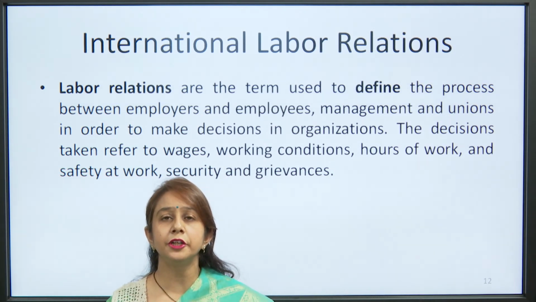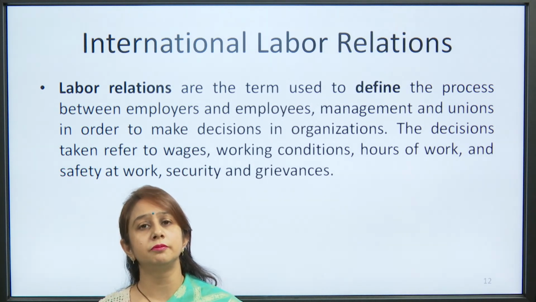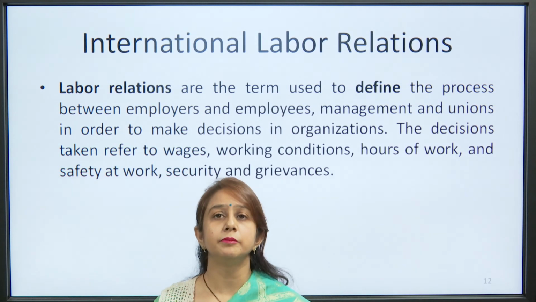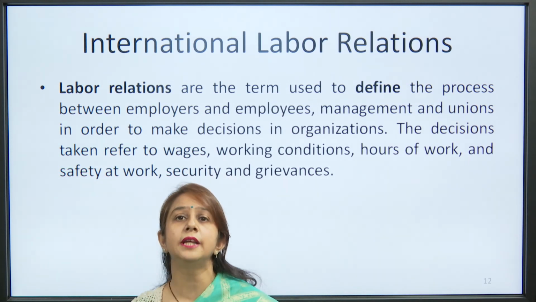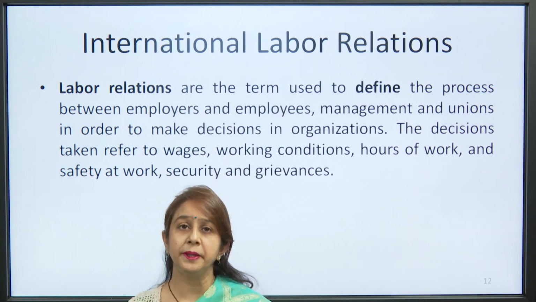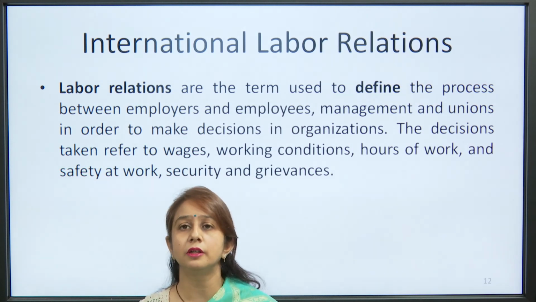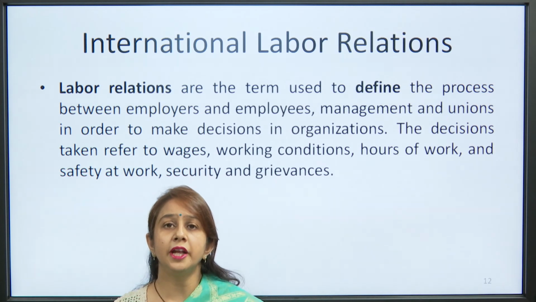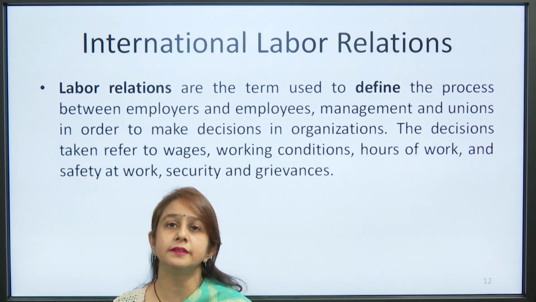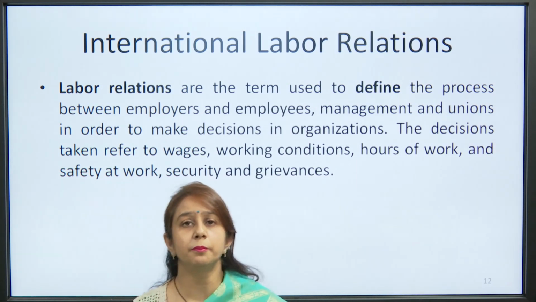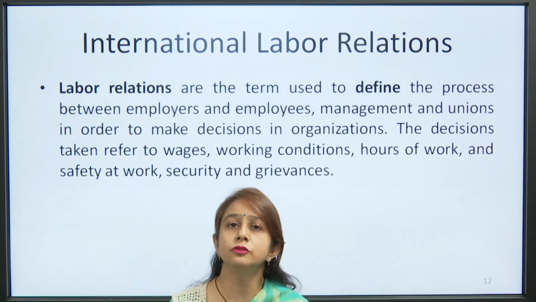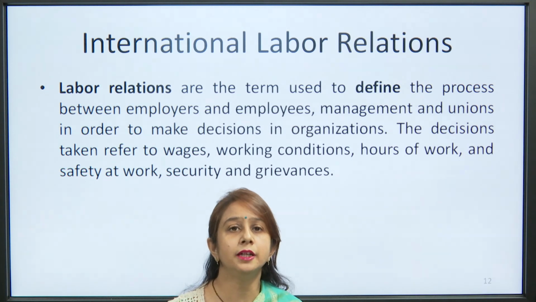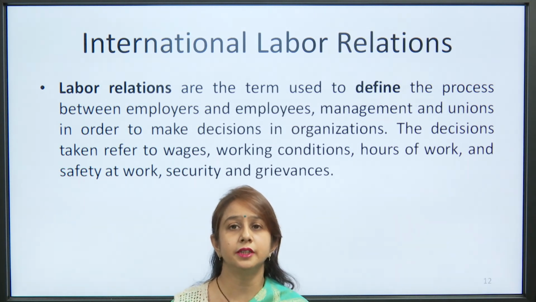We have already talked about what human resource is, why we need them, and how we are going to staff them. Then come the basic issues related to the people who are working in international countries for a company in the home country. Labor relations is a term used to define the process, or the relation between employers and employees, management and unions, in order to make decisions in the organization.